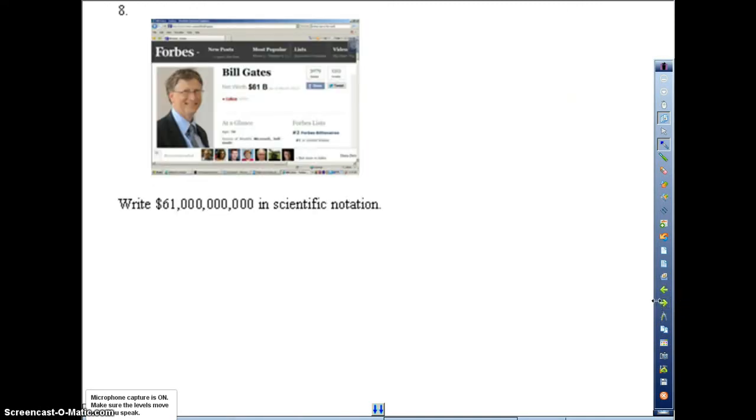All right. Forbes magazine says that Bill Gates has a net worth of $61 billion. I don't know how long ago this was. He's probably worth more now. Write this number in scientific notation.